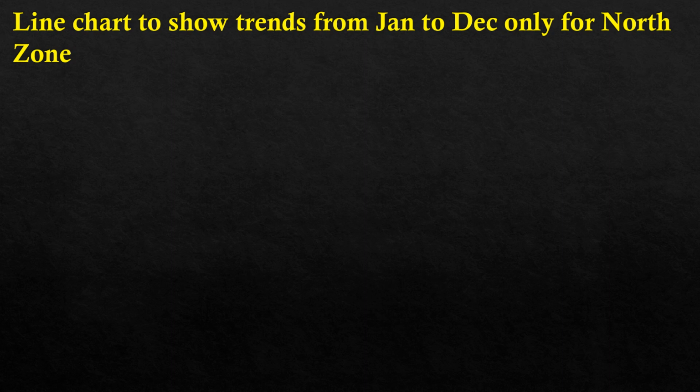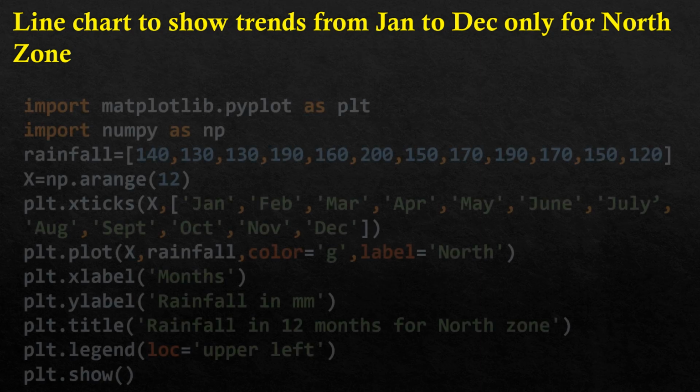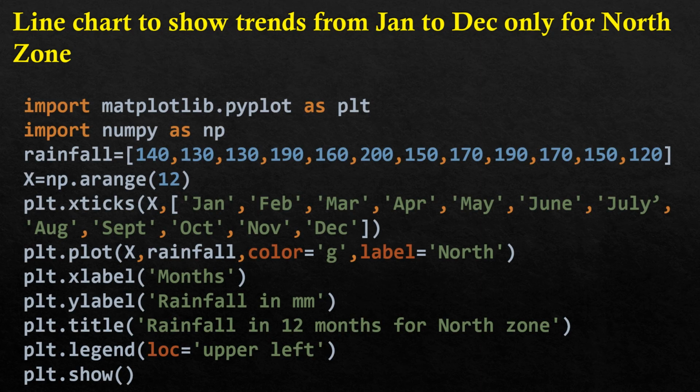Now, if you want to see the line chart only to show the trends from January to December for North Zone, then you can write the program like this. First, you have to import the pyplot library as well as NumPy. Then take the rainfall of North Zone for all the months in a list called rainfall. Then take X value as np.arange(12), taking the value from 0 to 11. Then you can put xticks to show the different month values starting from January to December on the x-axis. Then you can plot the line chart by taking x value as x and y value as the list rainfall.